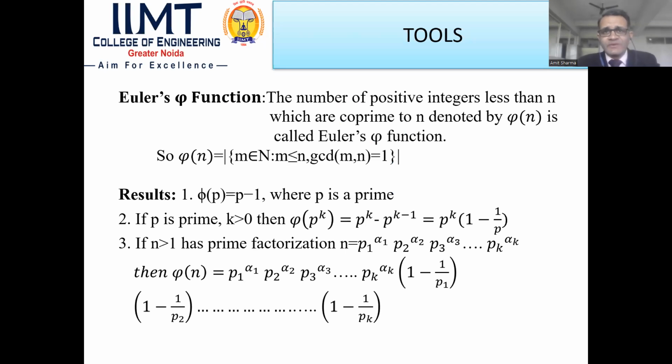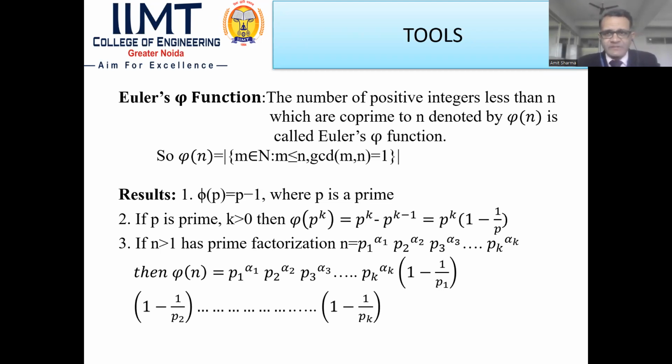First of all, we will discuss some mathematical tools which will help you to solve the problems. The first one is Euler's phi function. What is the definition? The number of positive integers less than n which are co-prime to n, denoted by phi n, is called Euler's phi function. So what is phi n? It is equal to the cardinality of the set of natural numbers m such that m is less than or equal to n and greatest common divisor of m and n is equal to 1.